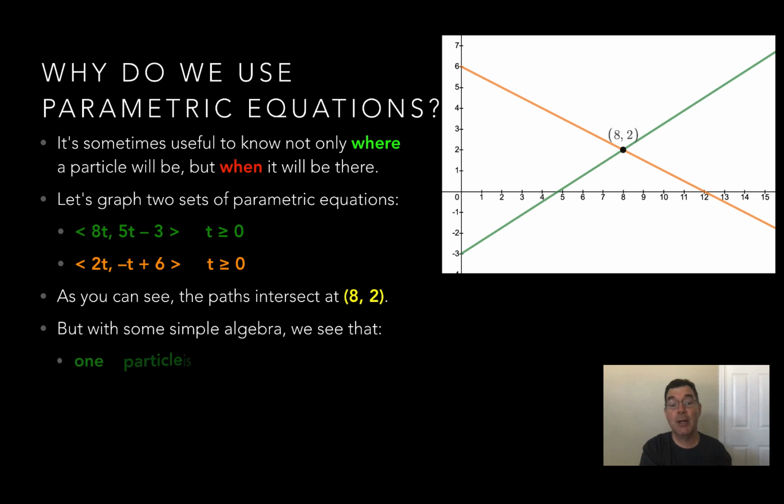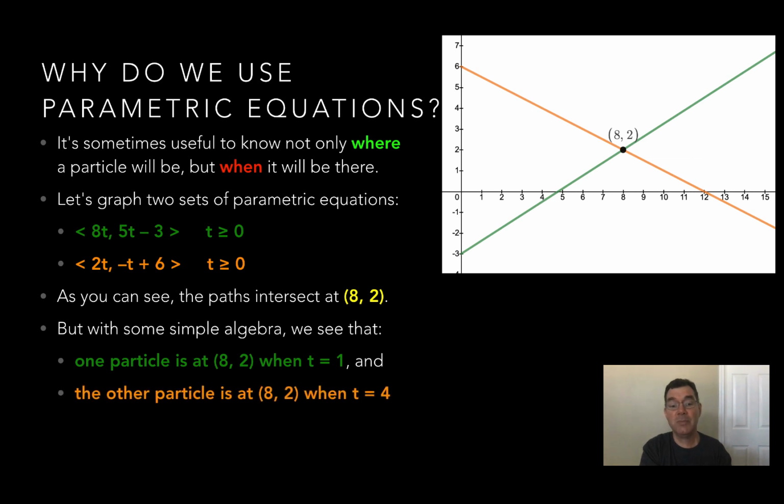And so it looks like if one particle was traveling along each of those paths, they would collide at 8 and 2. But if I do some algebra, I can figure out that the particle on the green path will cross that point 8 and 2 when t equals 1, or at the 1 second mark. And the other one will pass through that same point when t equals 4, so at the 4 second mark. They go through that point at different times. So they actually don't collide.